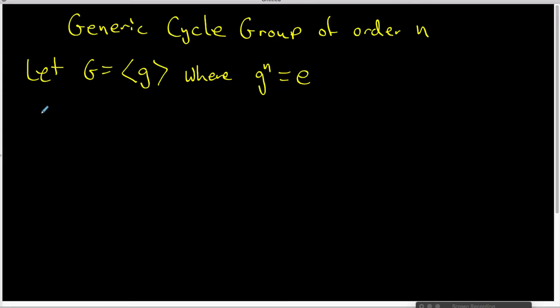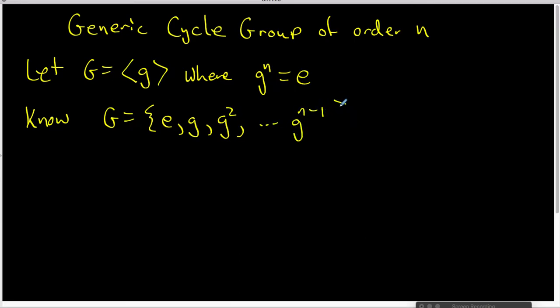capital G. What I want to notice is that we actually know some things about this particular group. We know that G itself consists of the symbols E, g, g squared, all the way out to g to the n minus 1. And after that, the powers start to wrap. E is equal to g to the n. That g can also be thought of as g to the n plus 1. g squared will be g to the n plus 2, and so on.